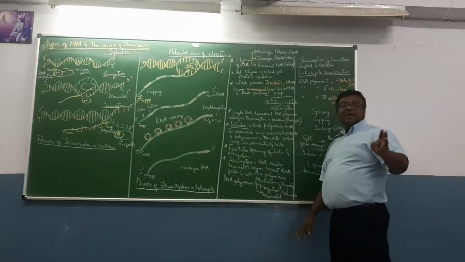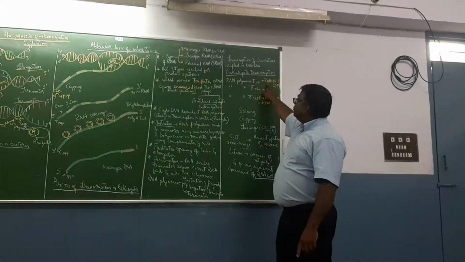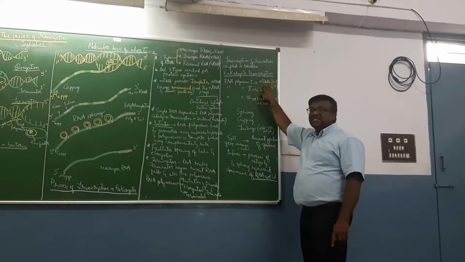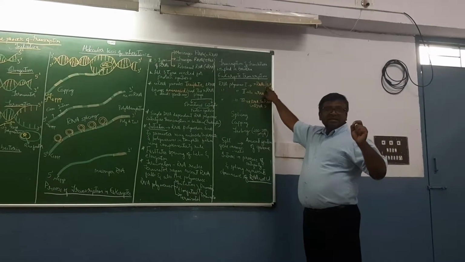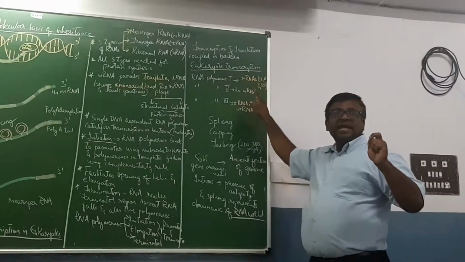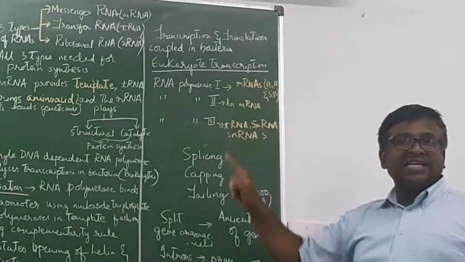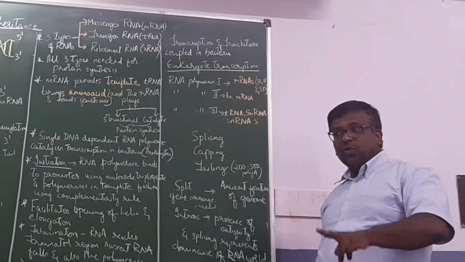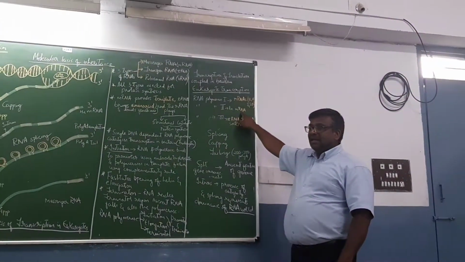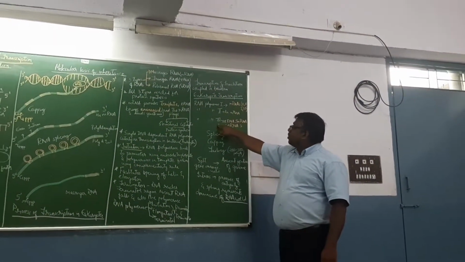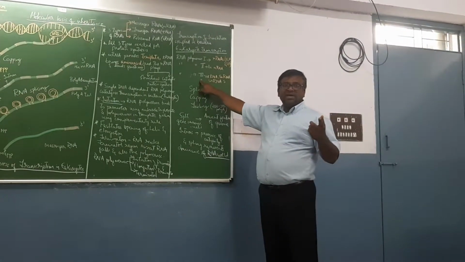3 types of RNA polymerase are there. RNA polymerase 1 synthesizes ribosomal RNAs of 28S, S is Svedberg unit, 18S, 5.8S. So these are the three types of rRNAs that are synthesized. RNA polymerase 2 synthesizes heterogeneous nuclear mRNA. Then RNA polymerase 3 synthesizes tRNA, transfer RNA, as we call it.